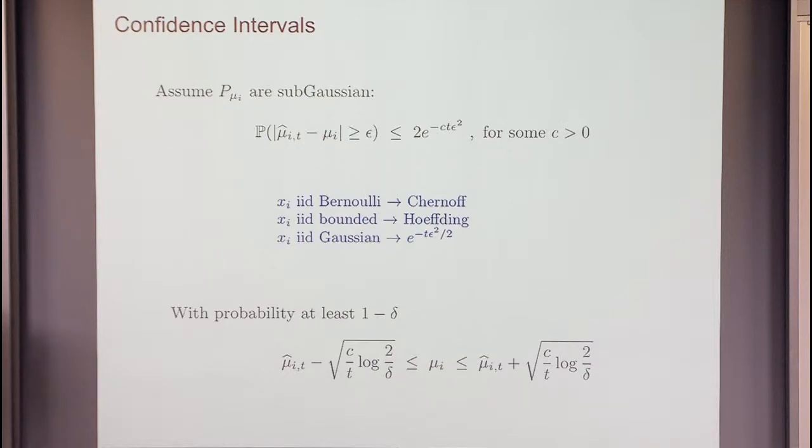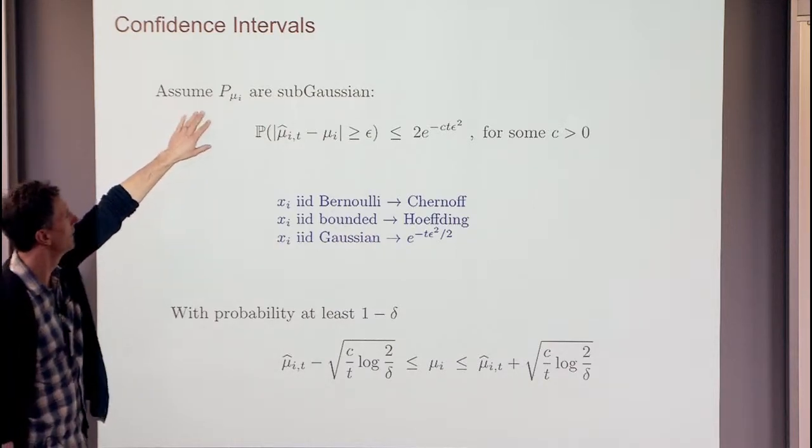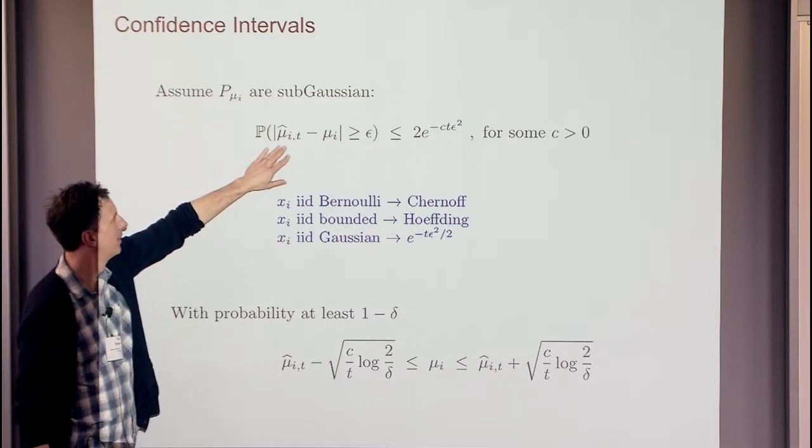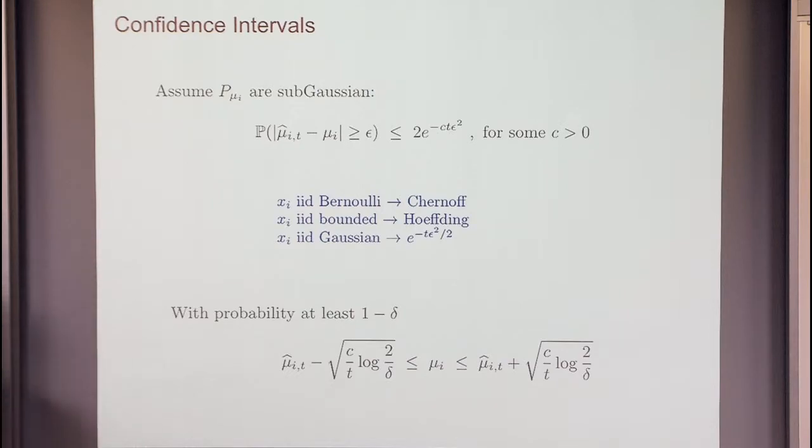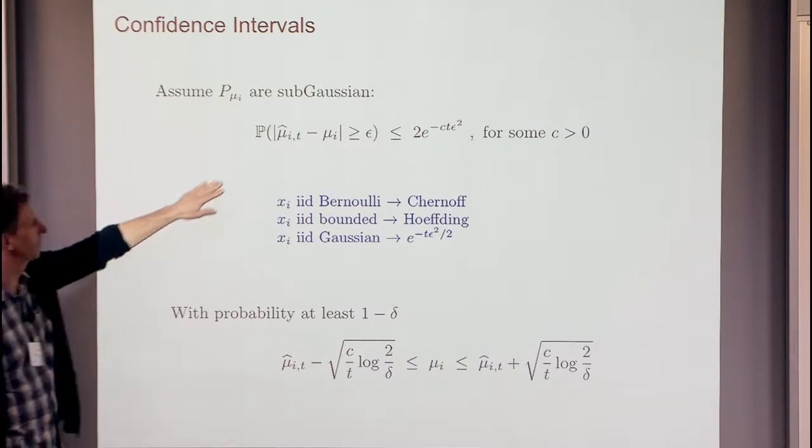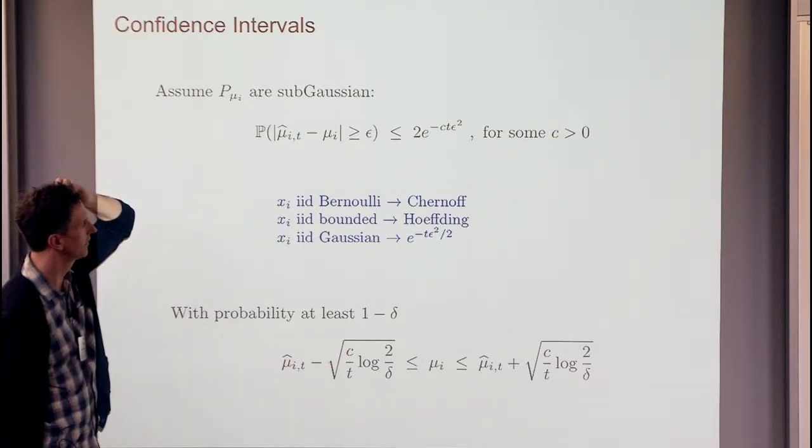So then, the way you start doing this usually is you would say, well, what can we say about our empirical means? So we're going to assume that these are sub-Gaussian distributions, and then we can have a little concentration inequality saying that the empirical means are concentrating around the true means. So it looks something like this for some constant c.